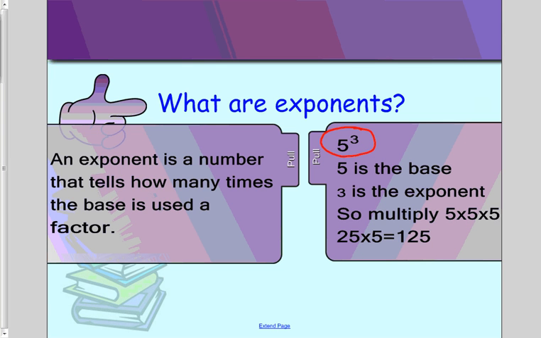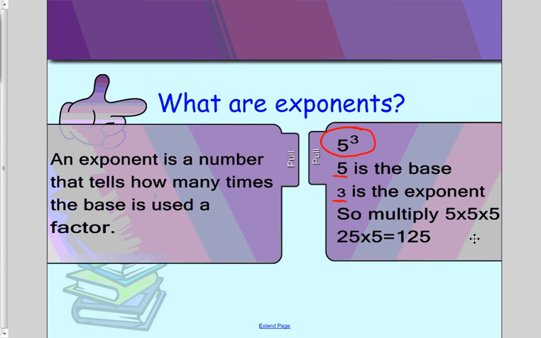In this situation, 5 is our base. That's what we call the larger number. That's the number that's going to be a factor. 3 is the exponent. That's what we see as the little number up here in the corner. So what this looks like is we're going to take 5, the base, and that's going to become a factor 3 times because 3 is the exponent.